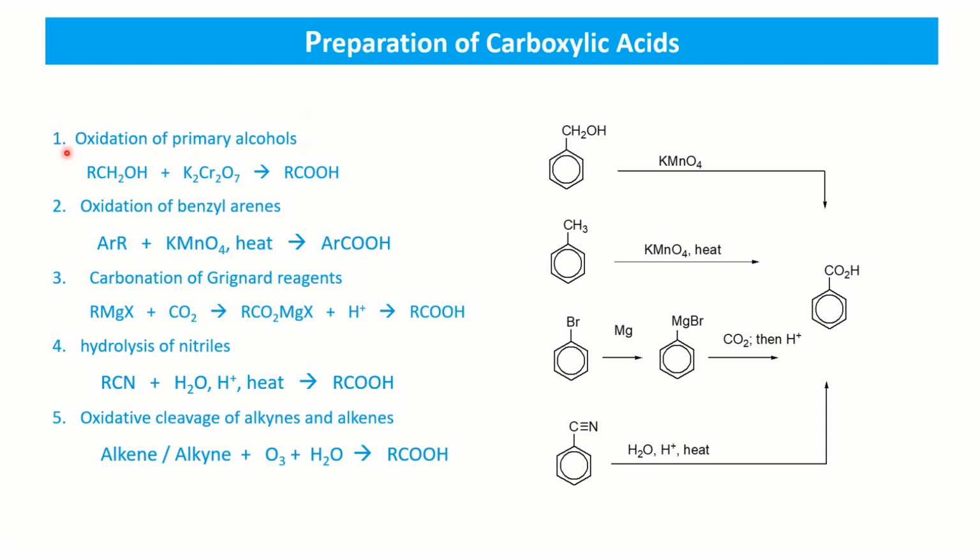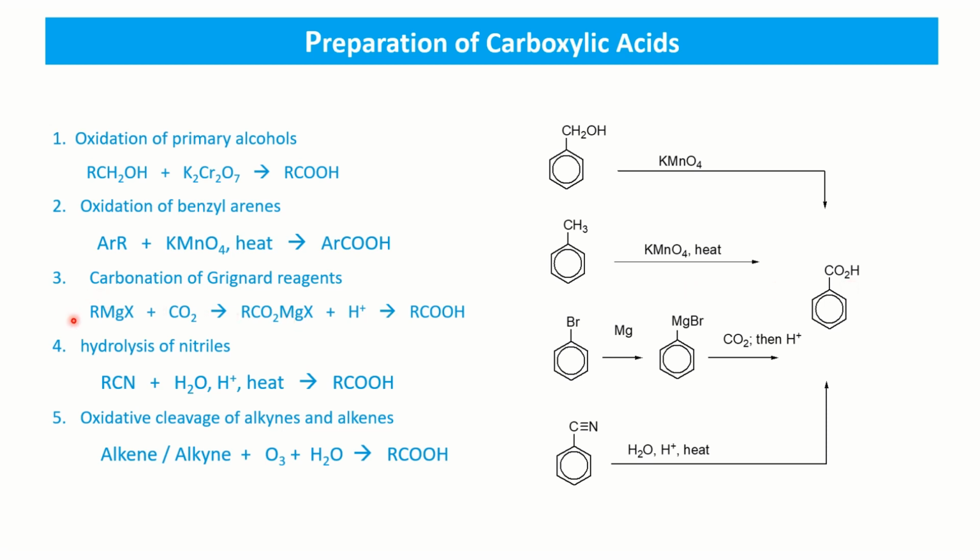If we have a primary alcohol, we can oxidize it using chromium 6 or manganese 7 to the acid. So for example, we have some sort of benzyl alcohol, and we've oxidized it up to the acid. We could have used a normal alkyl or primary alcohol as well. If we have benzyl arenes, as long as we have a proton on that benzyl carbon, then oxidation will take place, as we've seen previously, and we'll end up with the benzoic acid.